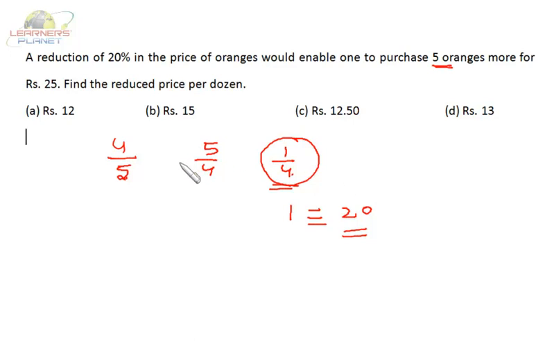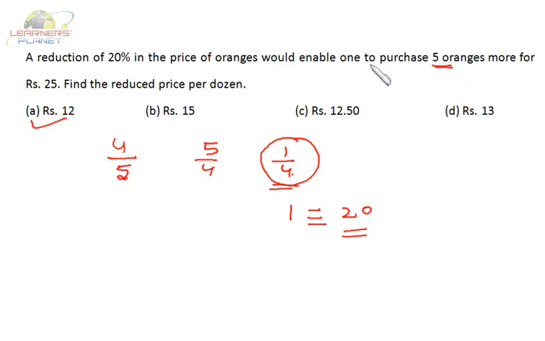So we have to find the price of dozen. That means 12 rupees per dozen. Okay, isn't it so simple? Just have to understand the concept. Friends, if you wish, you can use the alternative method also, which I am going to explain over here.